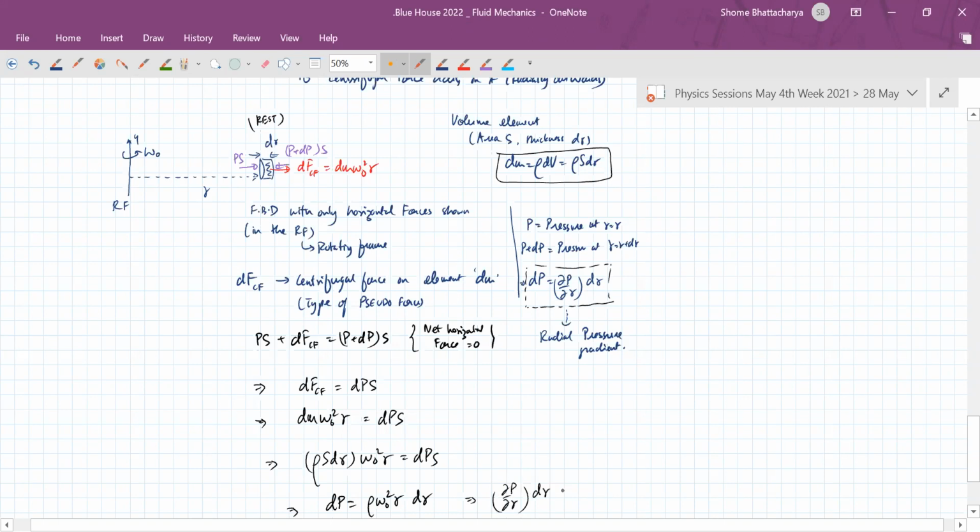Sir, the area is also multiplied, no? So S is cancelling now on both the sides. See, dP into S now. Yes, yes.